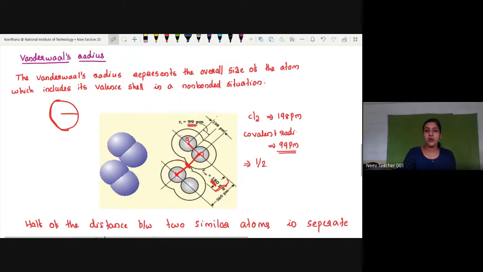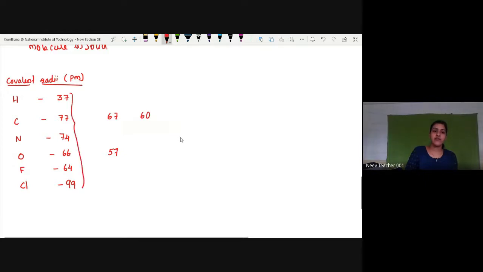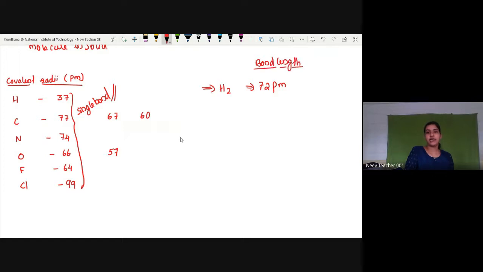So that's about bond length. These are the covalent radii of some of the molecules, and these are for single bonds, meaning when they are forming a single bond. These are the covalent radii of hydrogen, carbon, nitrogen, oxygen, fluorine, and chlorine. By knowing the covalent radii, you can easily find the bond length. The bond length of H2 will be 72 picometer, which is the sum of the covalent radii of two hydrogens.